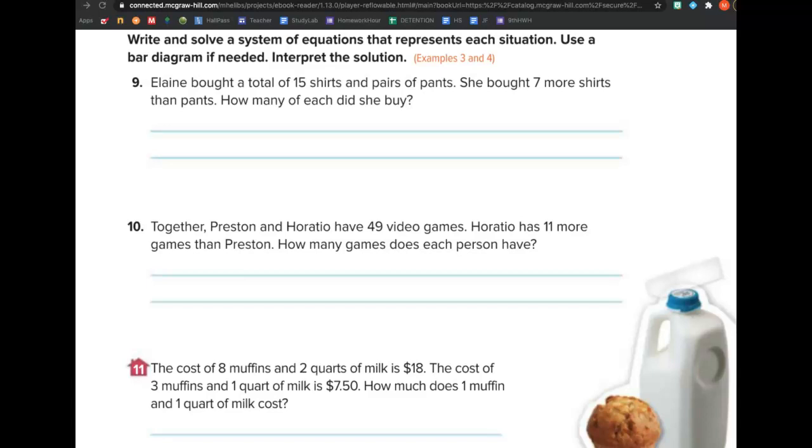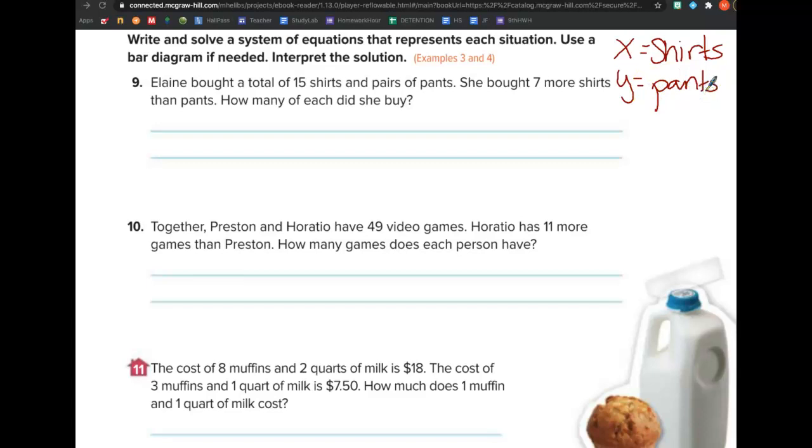Okay, so first of all, if we're writing a system of equations, how many equations do I need to write? 2, right? How many variables do I have in each equation? 2. What are they? Y and x, right? So I'm going to start by defining what x represents and what y represents. In number 9, what 2 things are we talking about? Shirts and pants. So let's say x is shirts and y is pants.